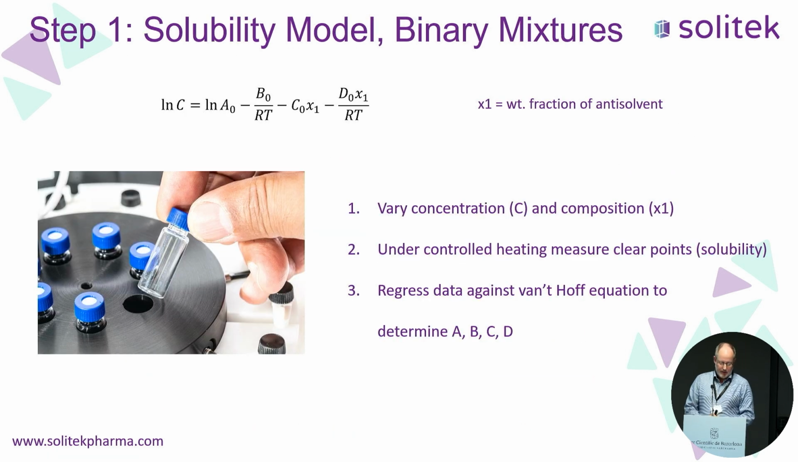So our first step in optimizing our crystallization process is the solubility model. In this case, it's not a simple solubility curve because we have a binary solvent mixture. So what we're going to do is vary both concentration and composition, and we perform the same heat-cool cycles I showed you earlier, and we'll get the clear points. Then we can input that data into a solubility model, and this is a modified Van 't Hoff equation that takes into account the composition of a binary mixture. You regress the experimental data, and you can get the constants, and you have your solubility equation.